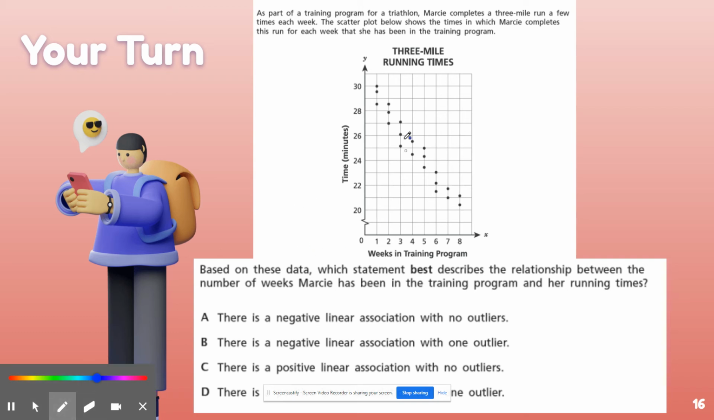So an outlier would be something that's far away from the other points. Like if we had a point that was up here, that would be considered an outlier. Or one that's down here, that would be an outlier. It's not with the other points. So that doesn't happen, so we can eliminate B and D. So it's either negative or positive. Which one do we think it is? It is negative. It's going down left to right. So it is A.